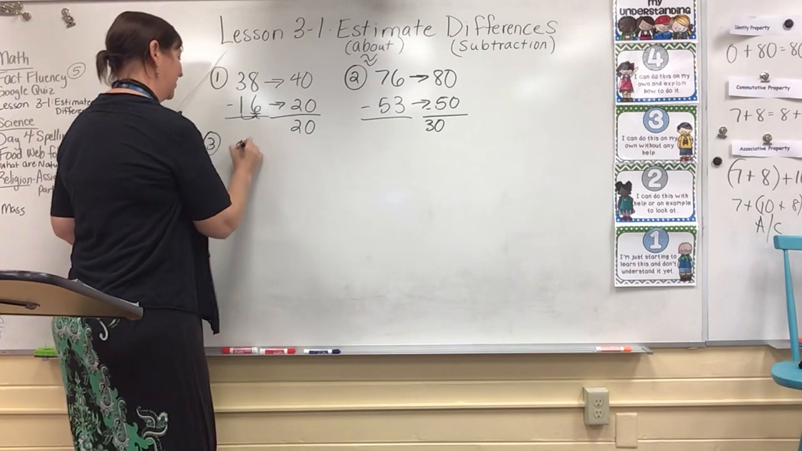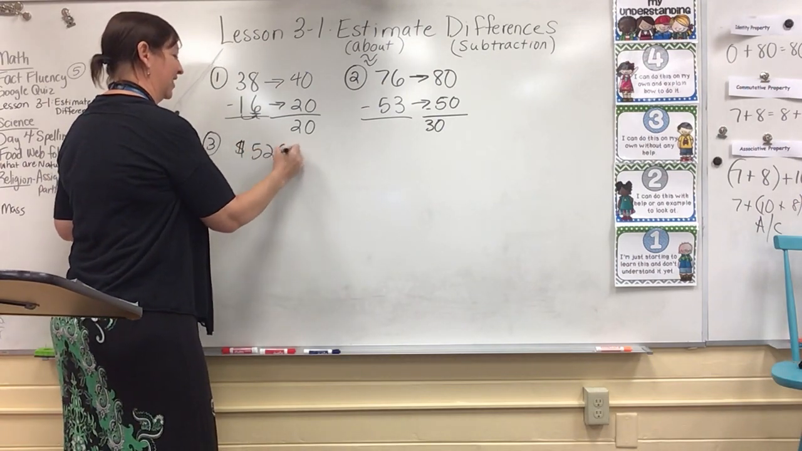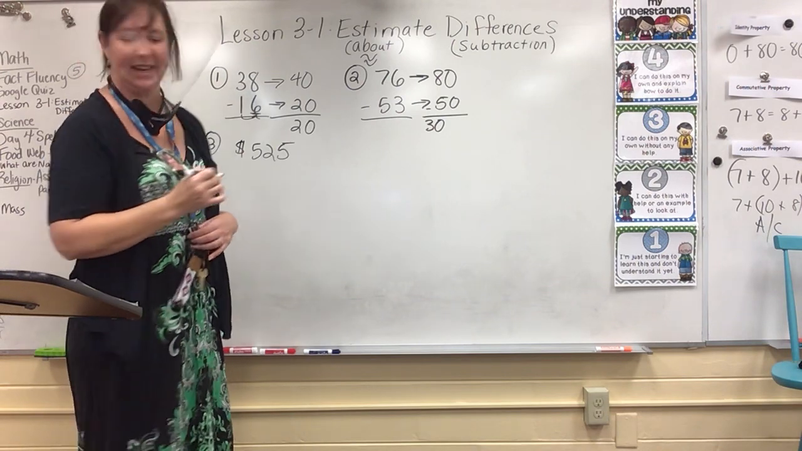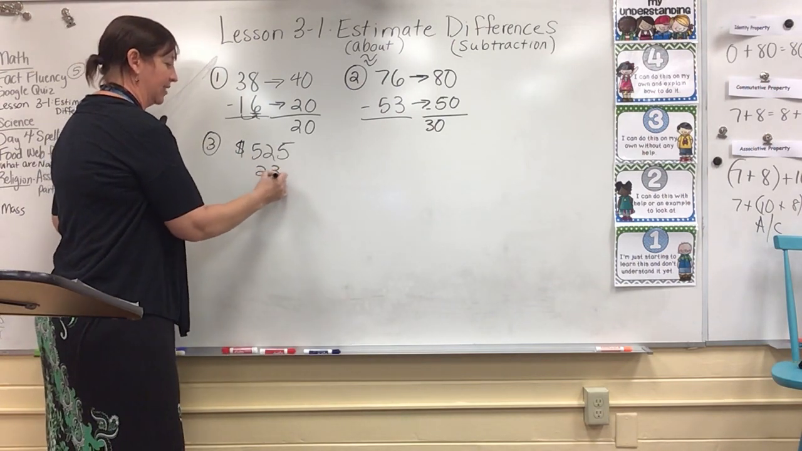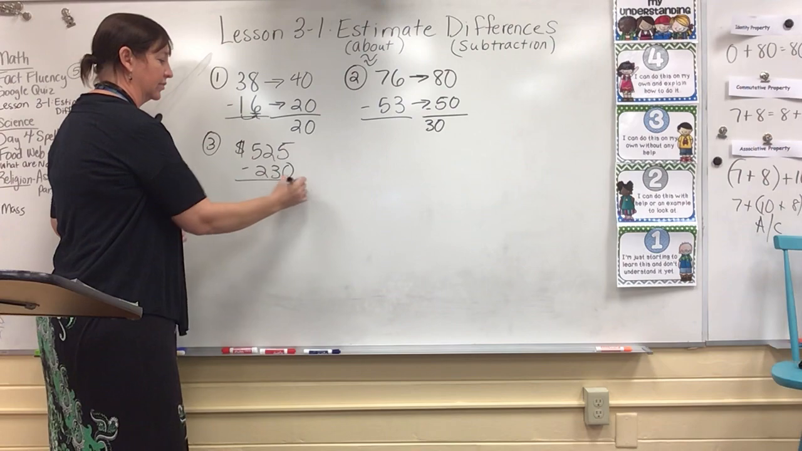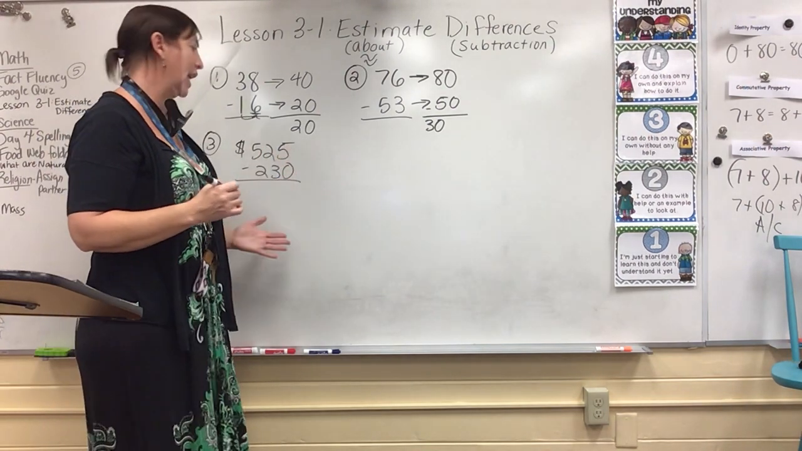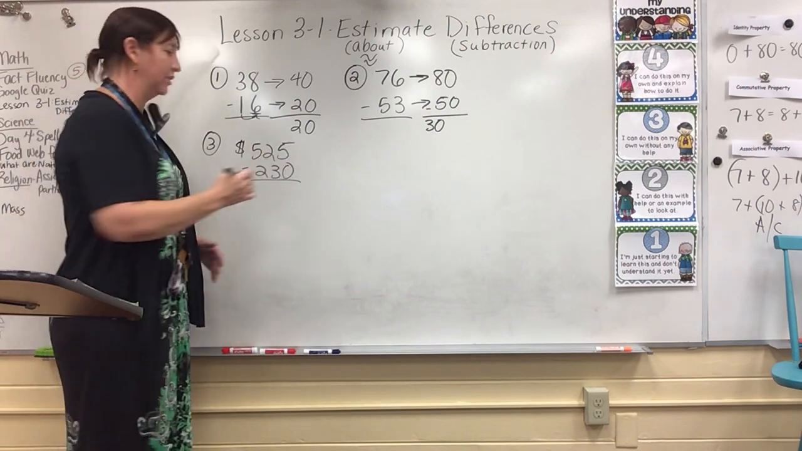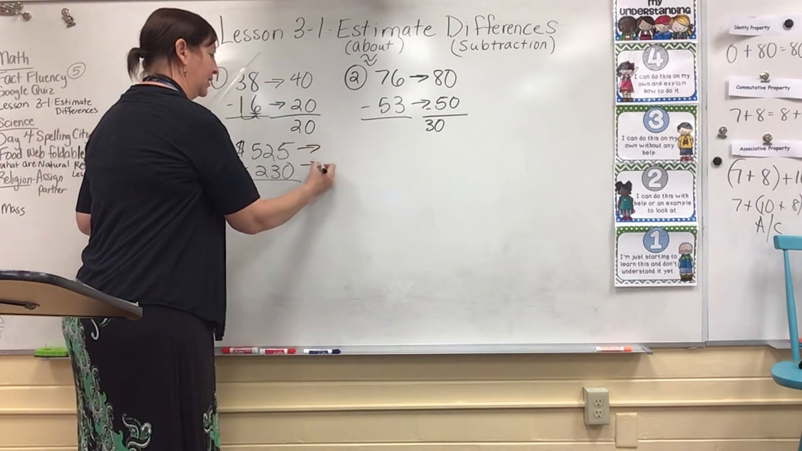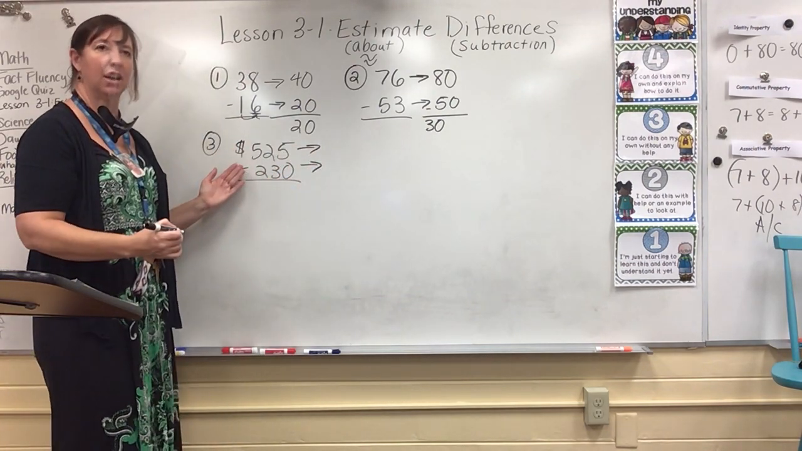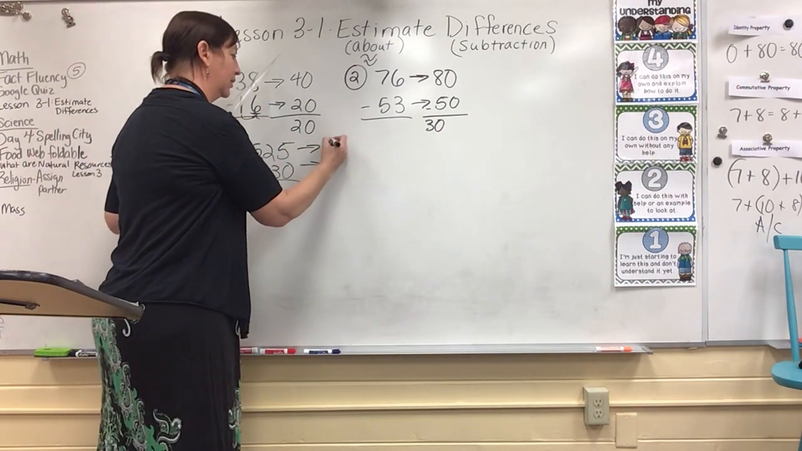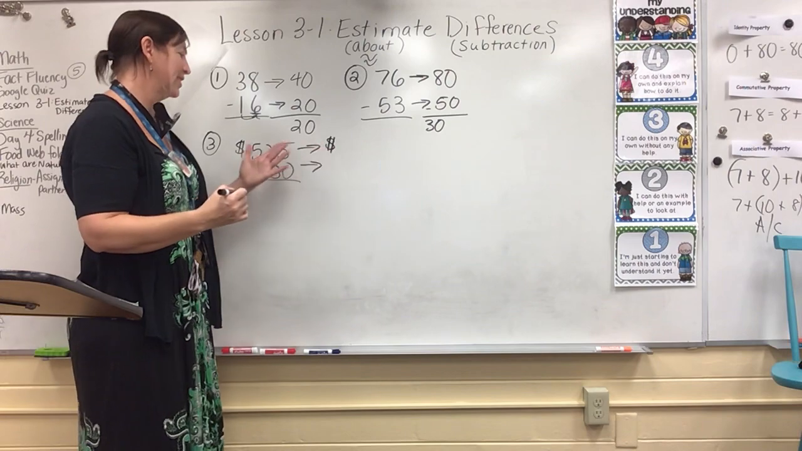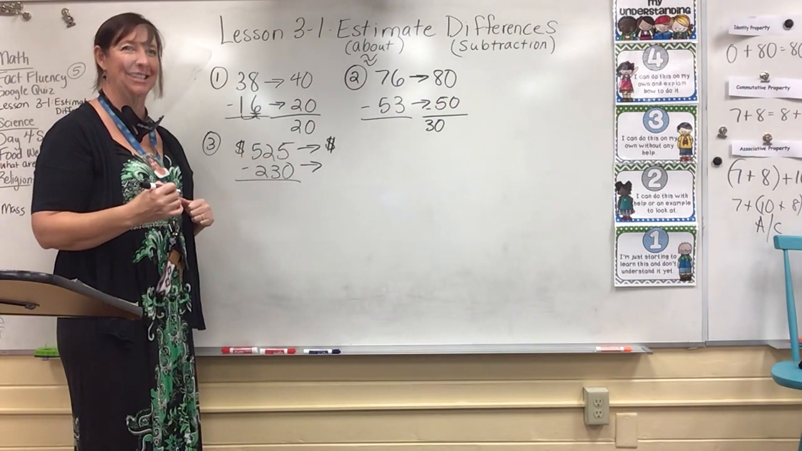525 minus 230. So when we're subtracting money, the only thing we're going to do here is we're going to estimate first. We're going to leave the dollar sign in the problem, and the dollar sign goes in the answer also. So what is 525 estimate to?